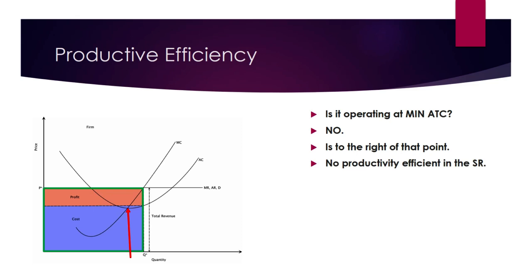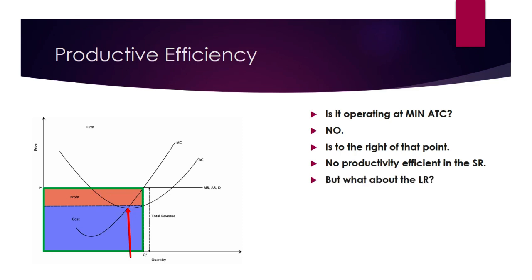So we would have to say that at this point right here, this firm is not productively efficient. Sorry, I have a little typo there. It's not productively efficient in the short run, right? And so make sure you understand, to be productively efficient, it would require us to be operating at an output level where that red arrow is, but we're not there.